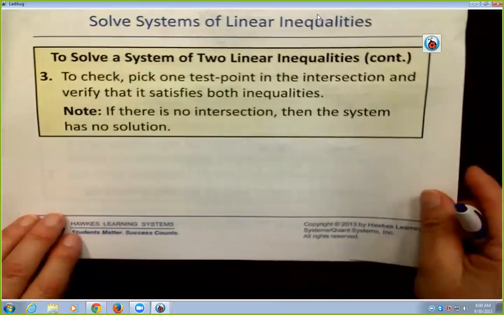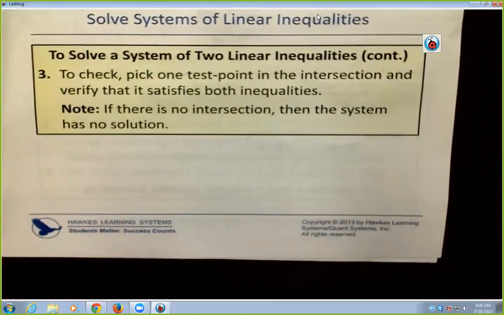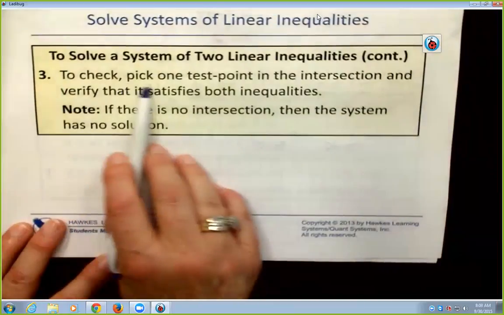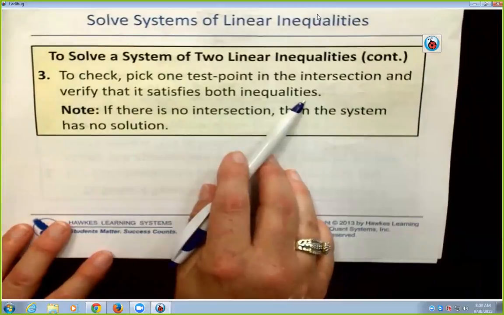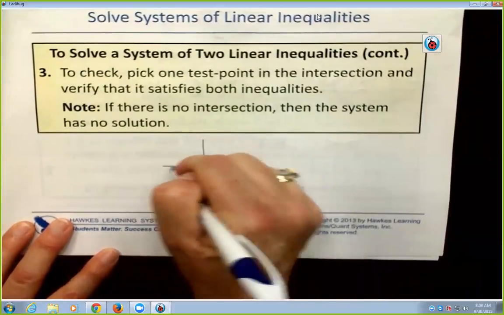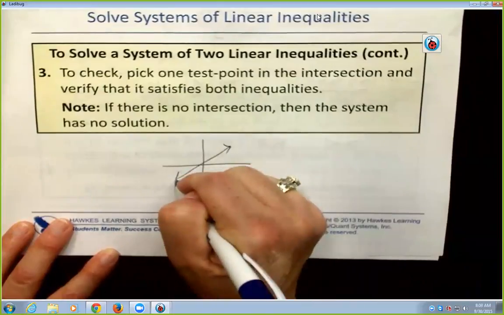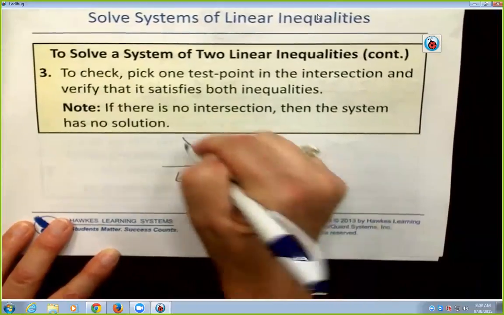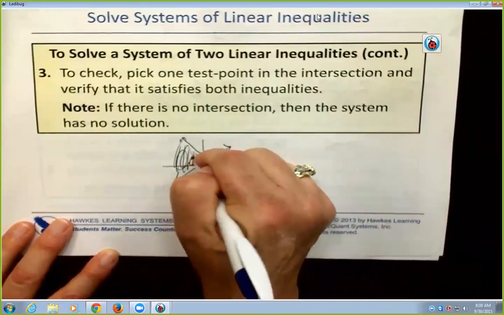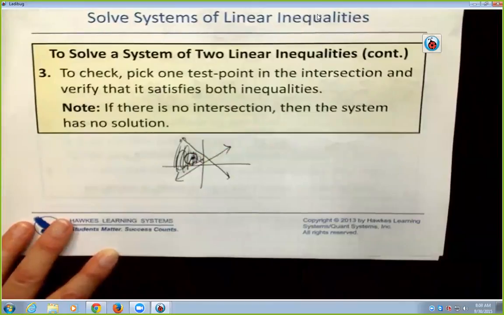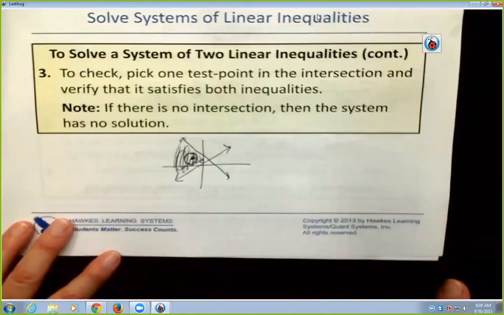Okay? So then, if we continue with this piece, to solve the two linear inequalities, to check, pick one test point at the intersection and verify that it satisfies both equations. So if I had my graph that we just had on the opposite side here, the line coming in like so, and the other line going down like so, and we said this was where the double shading was at, I would pick a test point in there and plug it into both equations and make sure it works. And we'll, again, get into that in a minute, because this is just laying out what we're going to do with these.